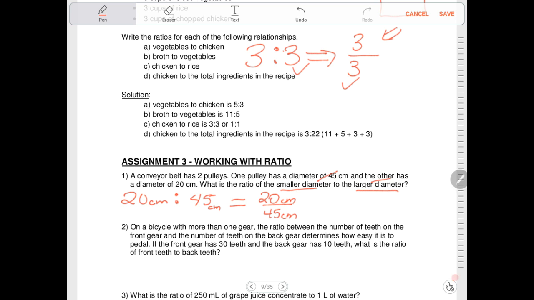Anyway, this is a very short lesson, but I think it's important to be able to gauge the information that's given to you, write it in the proper form, and then eventually use that to solve for an unknown value.